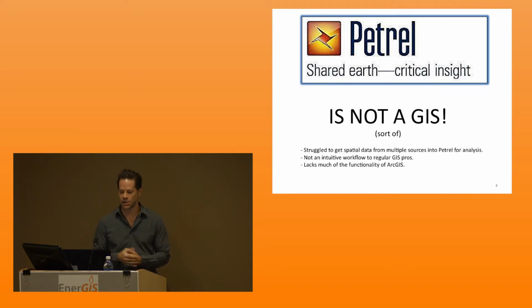So it wasn't until I started using Petrel that I figured out it really isn't much of a GIS system. It's not very user-friendly. I struggled to get spatial data into it from multiple places. It's not an intuitive workflow to regular GIS people like you guys. And it lacks a lot of the functionality that you might find in ArcGIS.